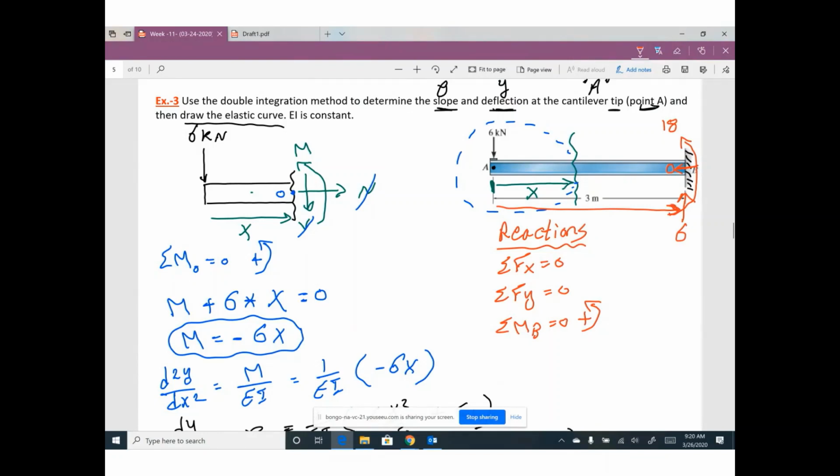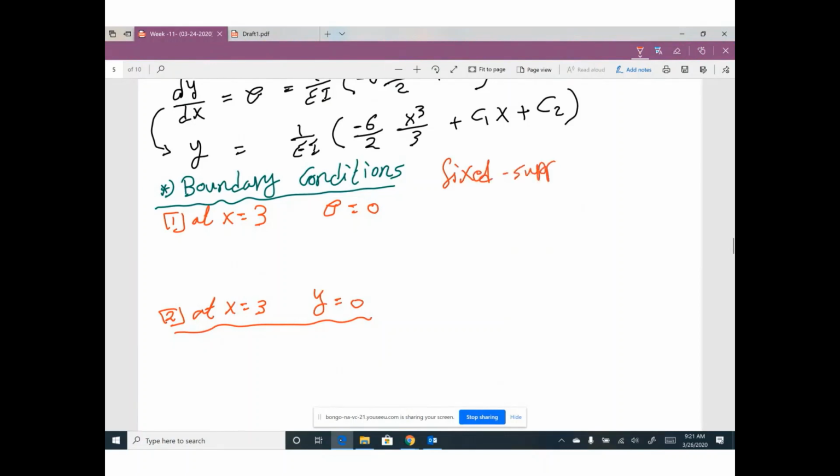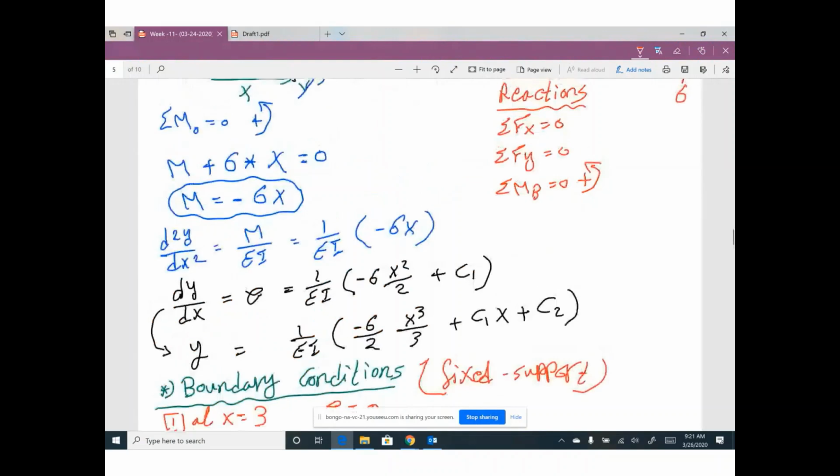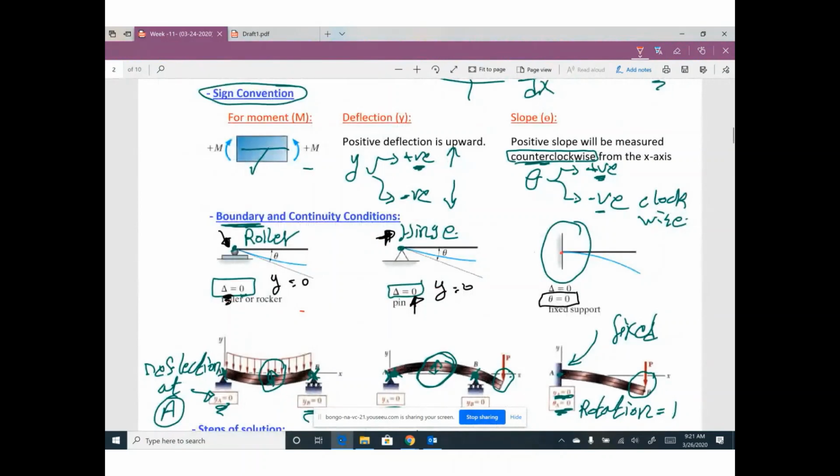So at x equal what? Your x is starting from left. So I think at x equal 3, I can reach my fixed support. So I can say at x equal 3, your theta equals 0. I can say at x equal 3, your deflection equals 0 because we have fixed support. If you have a fixed support, your deflection y is 0, and your rotation theta is 0.